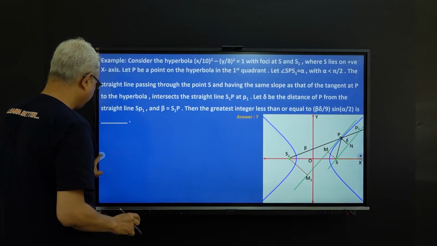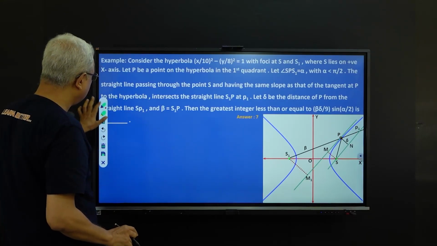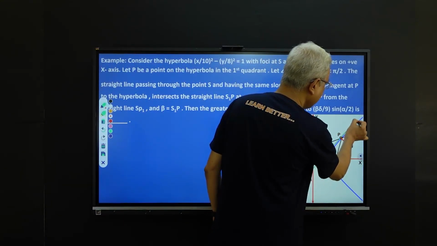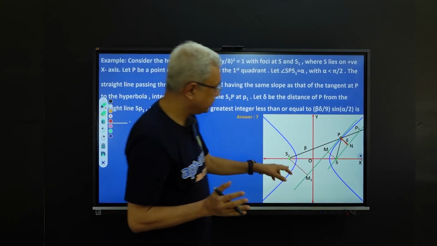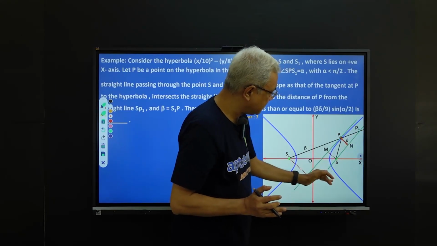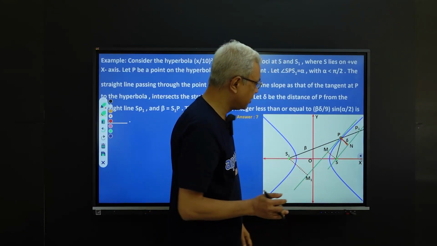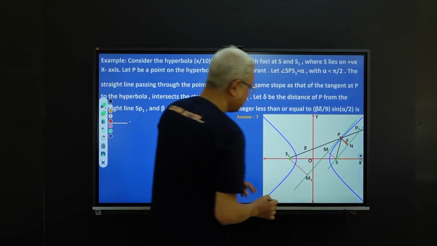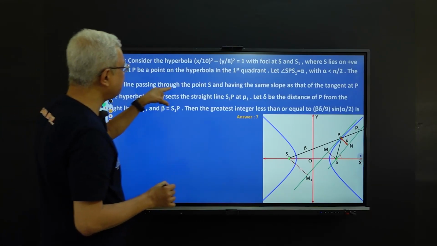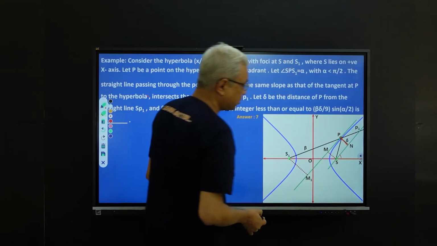Okay, now this distance is delta. That means delta is the separation between two green lines. This green line is the tangent and this green line is a line drawn parallel to the tangent through the point S. These two are parallel lines. Therefore, because it is said that the slope of this line is equal to that of the tangent, the straight line passing through S has the same slope as that of the tangent at P. So these two lines have the same slope.